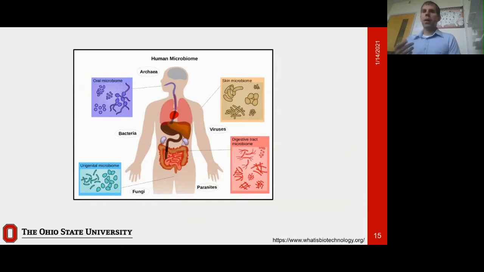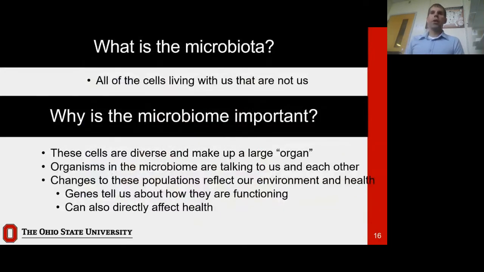So the microbiome encompasses a lot of different organisms that are shown here in this cartoon. And the microbiota, those organisms that compose the microbiome, are really all of the cells living with us that are not specifically us. So with human that are not human, or with sheep that are not sheep, or with pig that are not pig. The microbiome is really important because over the last 10 years, it's become very clear that these cells are diverse and make up a large organ system within the human body. The organisms talk to us and they talk to each other, dictating health and disease, and they can change with our environment, right? So these genes can tell us a lot about what's going on around us, and a lot about what's going on with us.